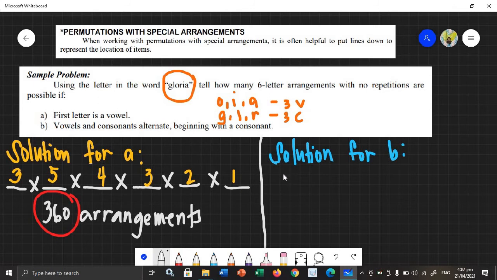Now, for the solution for condition B, it is the same. Let's write 6 blank lines. Yan. And then, the second condition says, vowels and consonants alternate beginning with a consonant. Now, here, the first letter should be a consonant. So, we have 3 consonants. Just put 3 on the first blank.